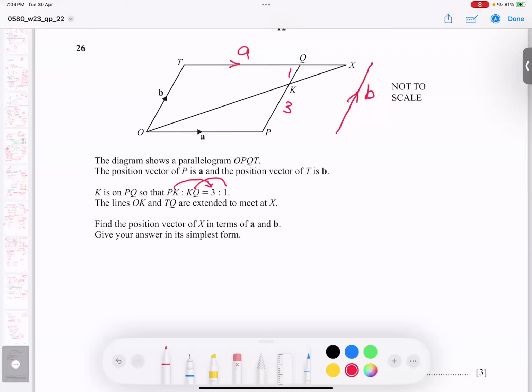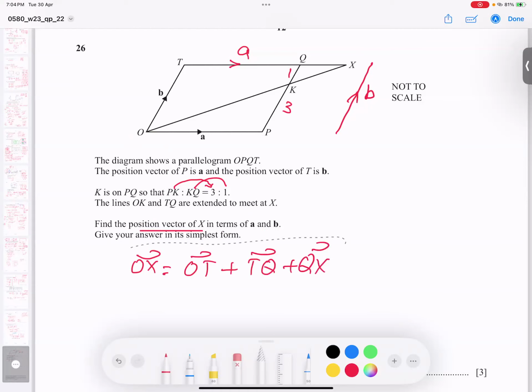I'm writing 1. So now he's saying position vector of X in terms of A is the target. Position vector means starting every time from O. So OX is my target. So which plan? I have two possibilities. One possibility, which is the best one, O to T, T to Q, Q to X. So I'm writing the same path. O to T, T to Q and Q to X.